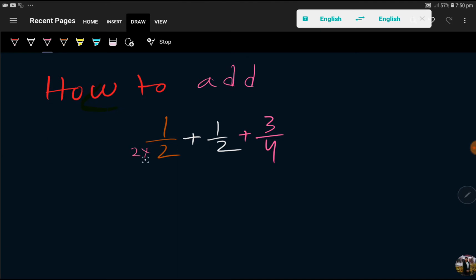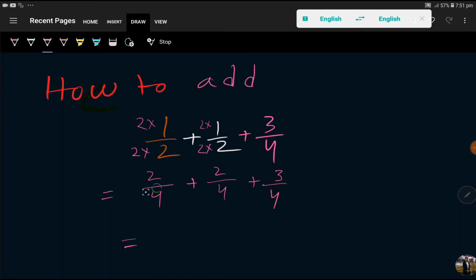To do so, we can use our common sense. If I multiply here by 2, then I will get 4, and if I multiply here by 2, then I will get 4. So this is easy. If you multiply by something to the bottom, the same thing will happen to the top. So here 2. Now look, now we are getting 2/4 plus 2/4 plus 3/4.